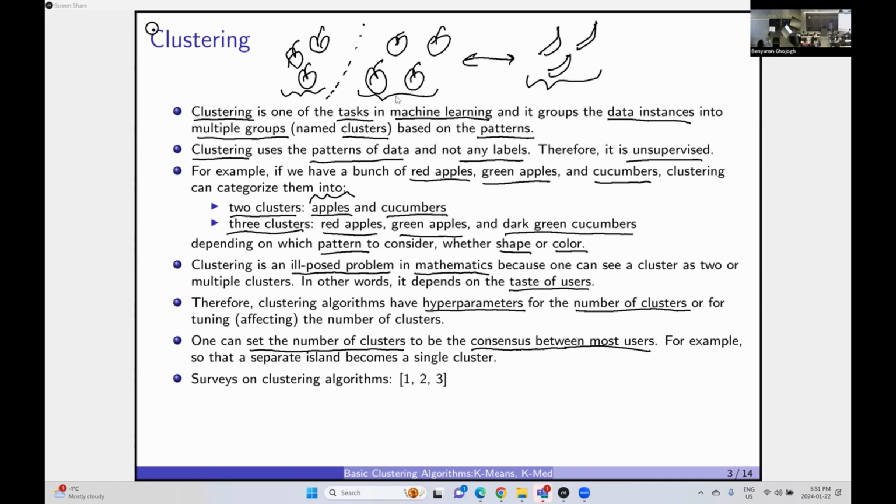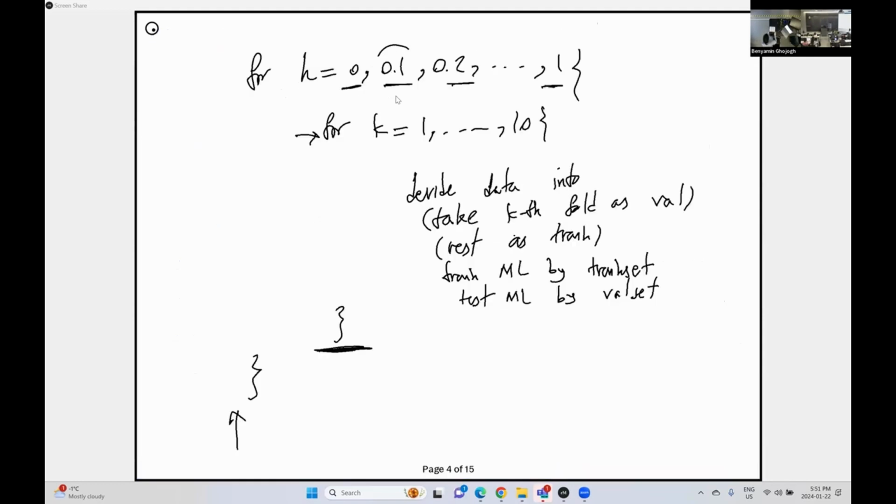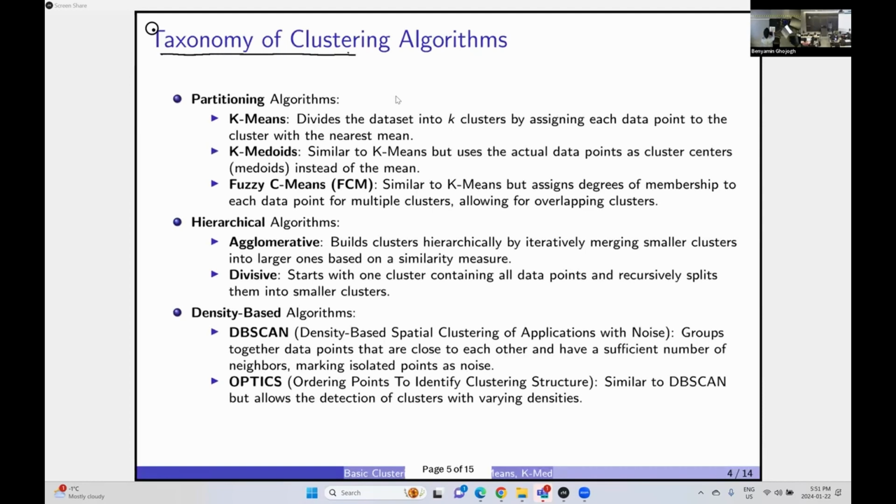Okay, and we have surveys on clustering algorithms. You can see them in these references. Now, taxonomy of clustering algorithms. Let me very briefly tell you what the taxonomy is. Different groups of algorithms for clustering. Some of them are partitioning algorithms.